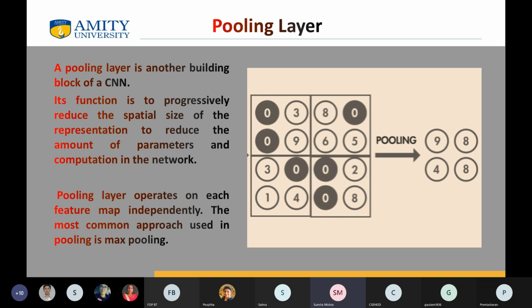So here I have shown you max pooling. You see in the top left corner 0309.